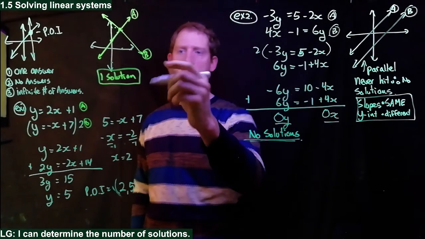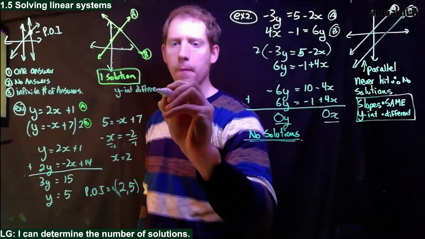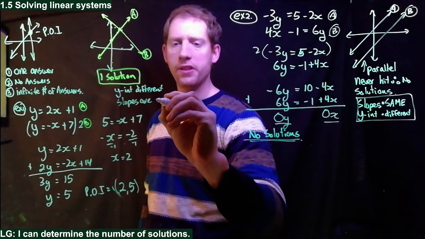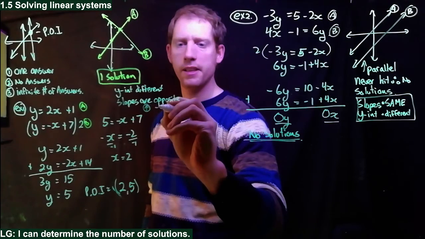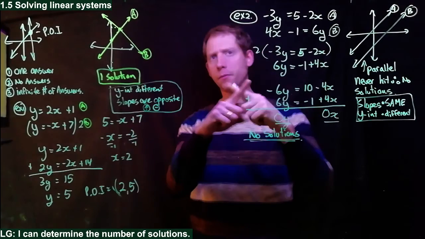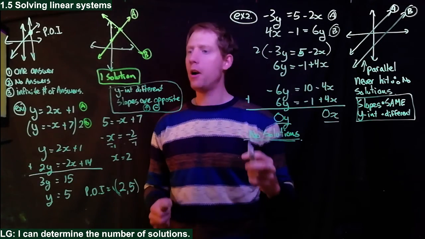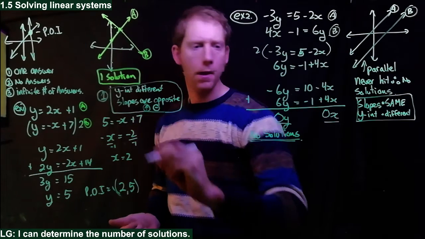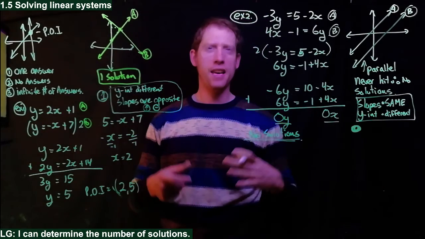The same for this one. We have y-intercepts that are different, and the slopes are opposite. One is positive and one is negative. If you have slopes where one is positive and one is negative, you're guaranteed to hit each other sometime. Okay? Now the third option. We have one: this has one solution. This has 0 solutions. The last one we have is called infinite solutions.